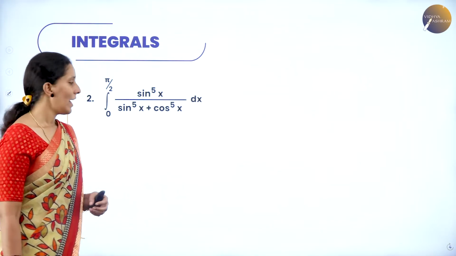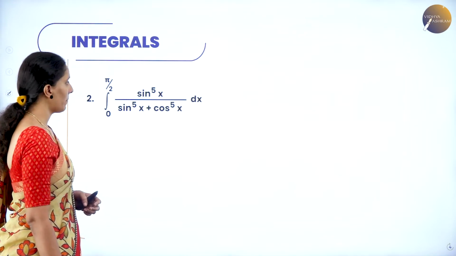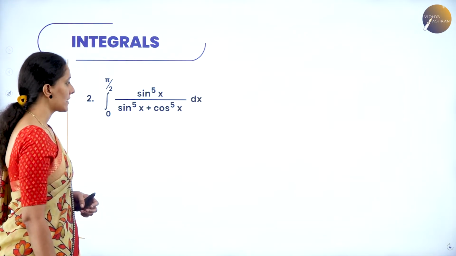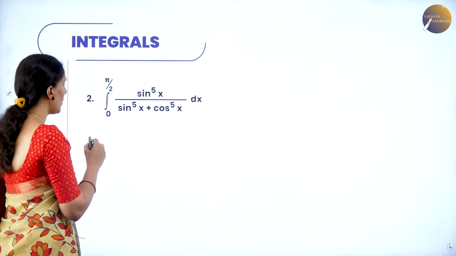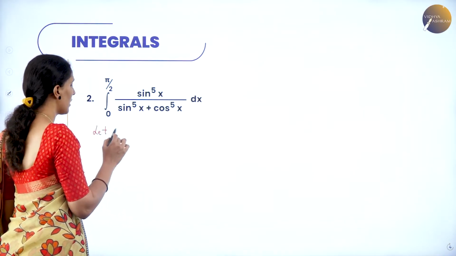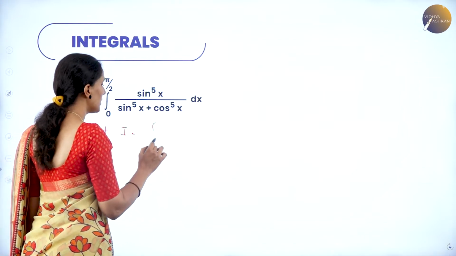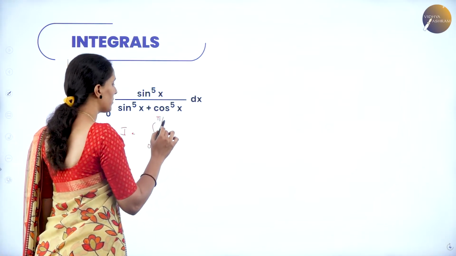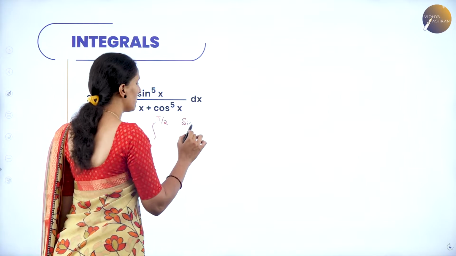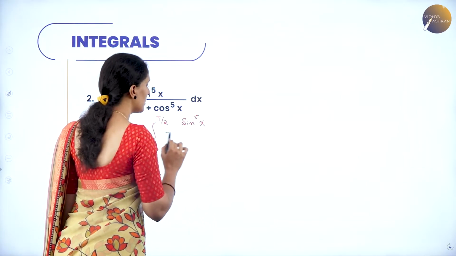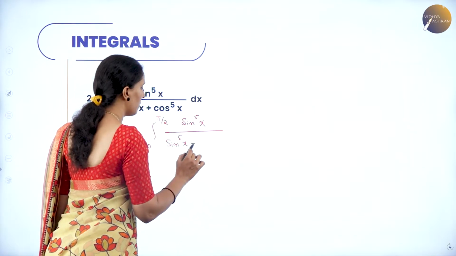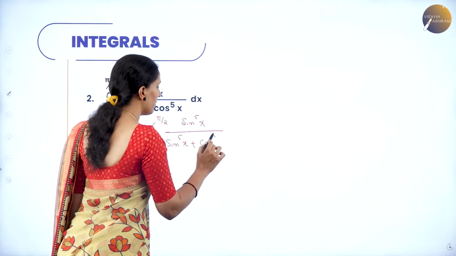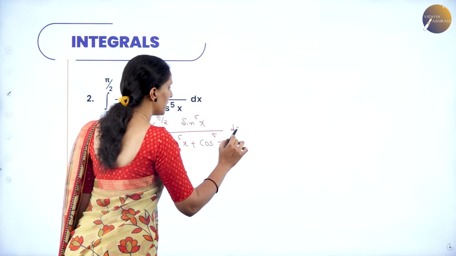Next, we have the integral from 0 to pi by 2 of sine power 5x divided by sine power 5x plus cos power 5x dx. So let I be equal to the integral from 0 to pi by 2 of sine power 5x divided by sine power 5x plus cos power 5x with respect to dx.